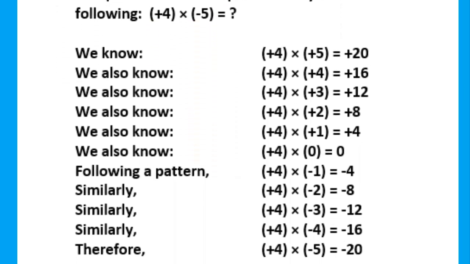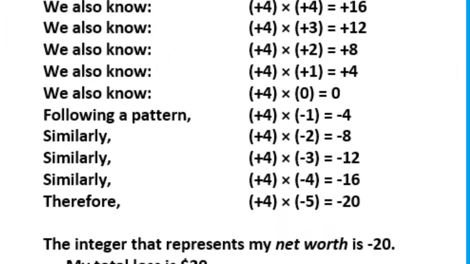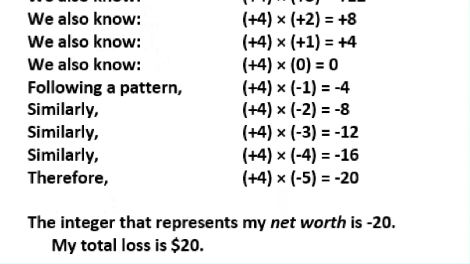Let's start with positive integers and work our way through a pattern to negative integers. Let's start with positive 4 multiplied by positive 5, which we know to be positive 20. Working our way towards 0 and beyond, we can see that the pattern continues into the negatives. When we get to our original equation, positive 4 times negative 5, we can see that it was just a matter of extending the pattern to negative 20. The integer negative 20 shows that you have a debt of $20.